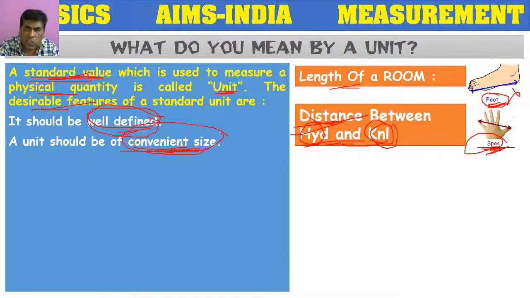For measuring smaller lengths, we will make use of a scale. For measuring cloth, we will make use of tape. For measuring distances between large cities, we will make use of a survey chain. Like that, the unit should be of convenient size.